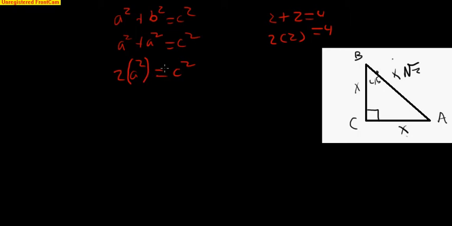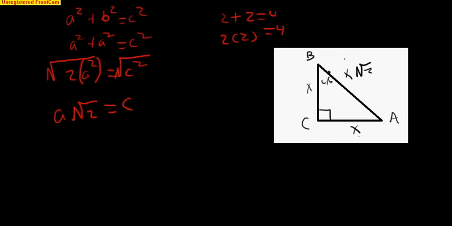Now, you can probably tell the next step is going to be to take the square root of both sides. Because if you take the square root of any number squared, it's going to equal itself. So we're going to have a multiplied by the square root of 2 equals c. And that relates back to x. We can have x squared plus x squared is going to equal some c squared. Then you're going to have 2 multiplied by x squared equals c squared. And then you're going to come up with x by the square root of 2 as the hypotenuse.